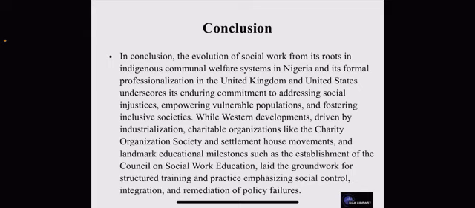So to conclude, just to summarize it all, the historical development of social work has been traced in this module from the UK and USA down to Nigeria, where it later professionalized.